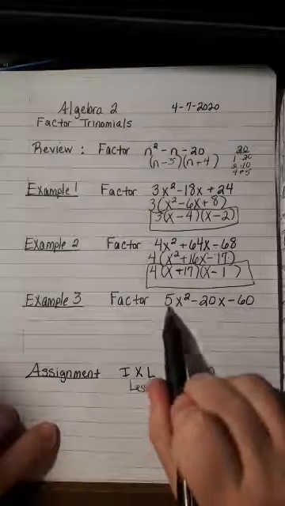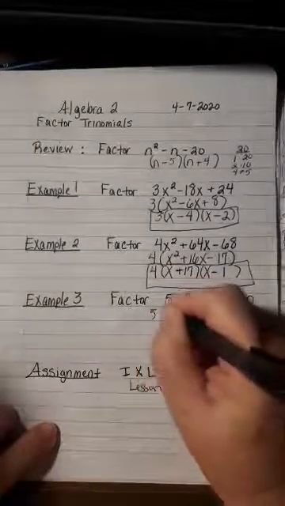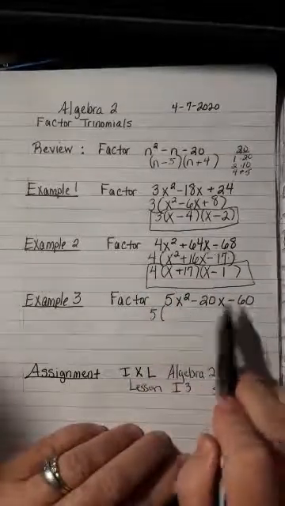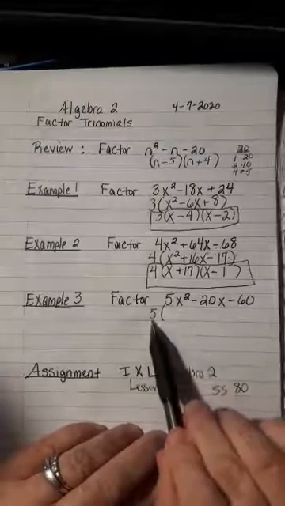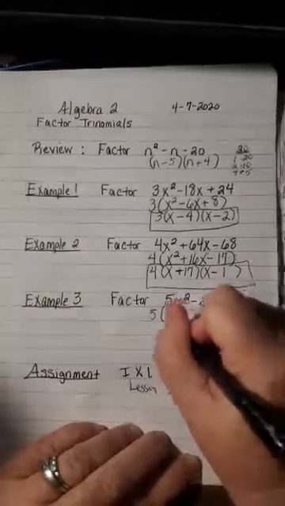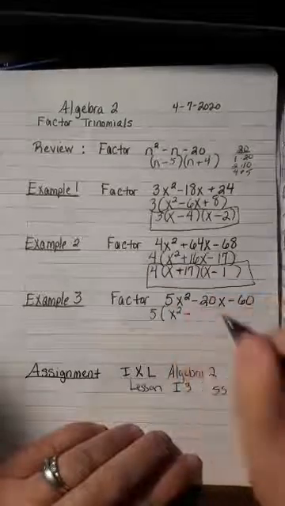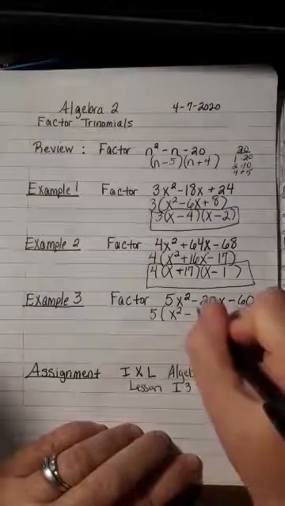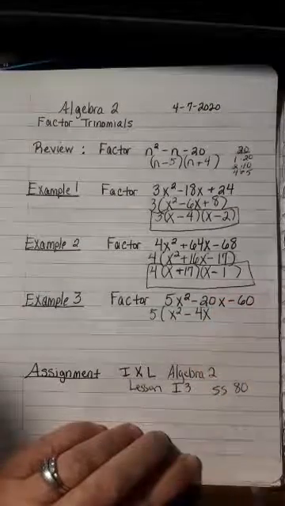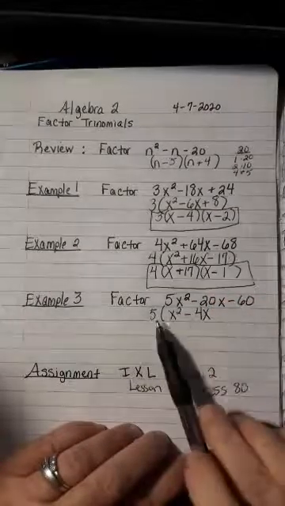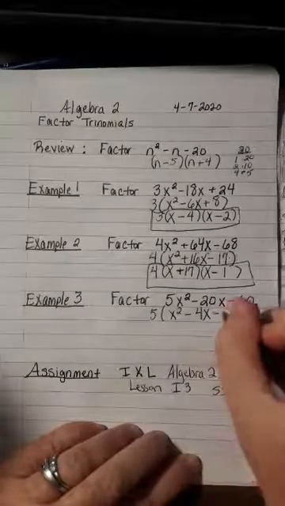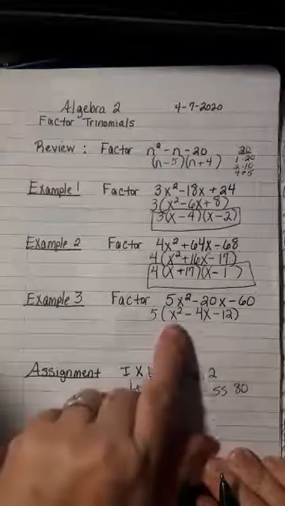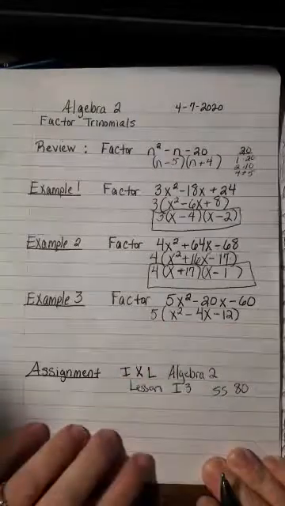So our GCF is 5. We're going to pull the 5 out front and divide 5 into all 3 of these terms. 5x squared divided by 5 is just x squared. Then minus 20x divided by 5 is 4x. And negative 60 divided by 5 is negative 12. So now you have your trinomial x squared minus 4x minus 12.